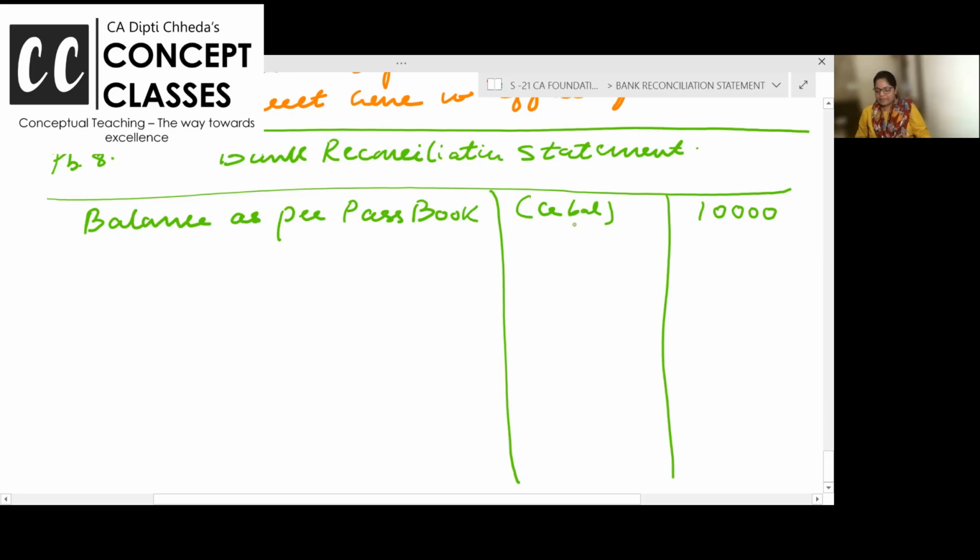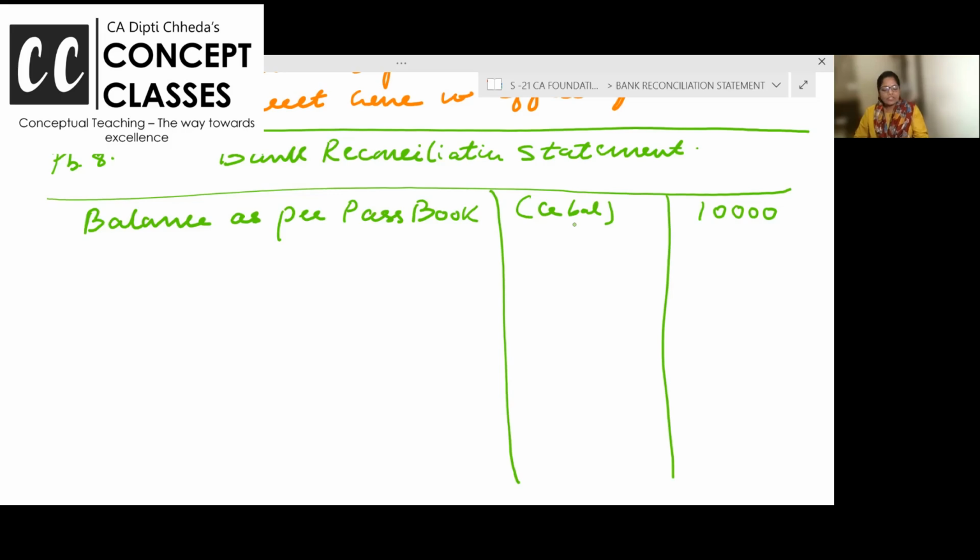Credit balance. Debit balance in the cash book is favorable. Credit balance in the passbook. You can say, ma'am, it's just written passbook balance 10,000. How do you know it's credit? Nothing is given. It's favorable: debit balance in the cash book, credit balance in passbook. If they give overdraft balance, then in cash book it is credit, passbook it is debit.